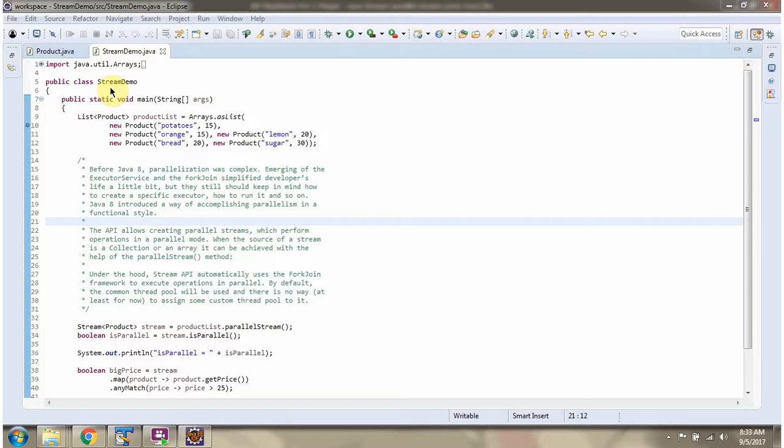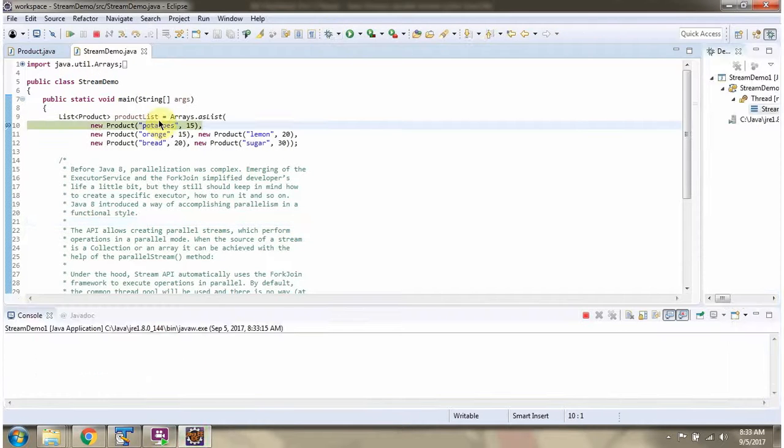Here I have defined the class StreamDemo. I am running this program in debug mode. Here I have defined the product list. It has five products and their prices.